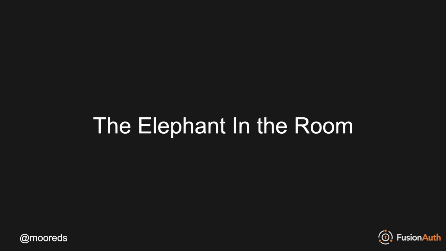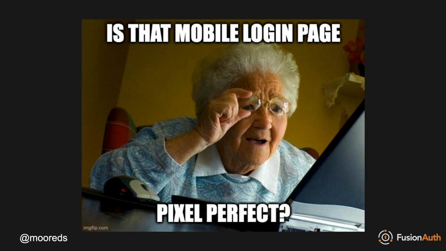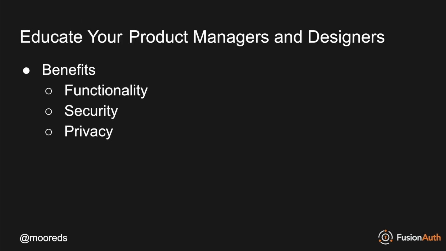I do want to talk about the elephant in the room. If you're a mobile app dev, you probably care a lot about how things look. So you want to make sure that your mobile login page is pixel perfect, and that's really important to you. If you choose to go with the OAuth and OIDC route, you explain your trade-offs and you explain the speed to market and the increased security and the increased functionality that I'm going to show you as a trade-off for less control over the user interface.